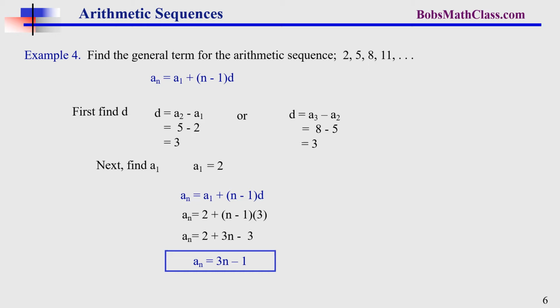See, if you plug in 1 for n, 3 times 1 is 3, 3 minus 1 is 2. And then plug in 2, 3 times 2 is 6, 6 minus 1 is 5. Then plug in 3, 3 times 3 is 9, 9 minus 1 is 8. So it does work. Again, I know I did that verbally, but just plug in 1, and then 2, and then 3, and then 4, and you'll get 2, 5, 8, 11.